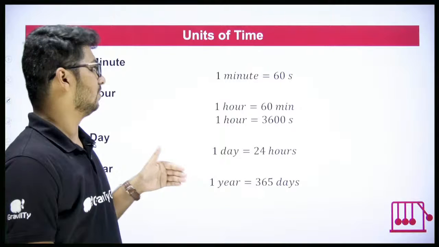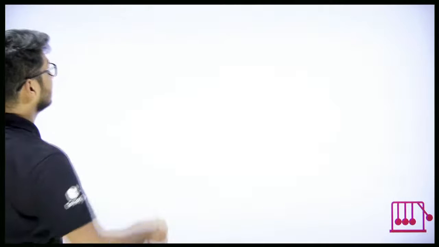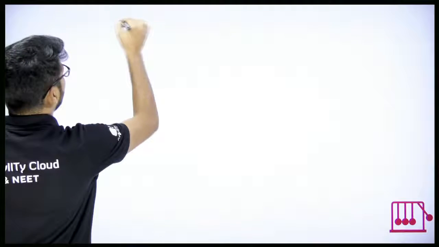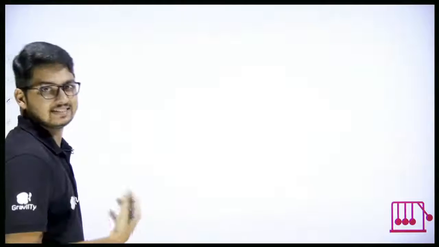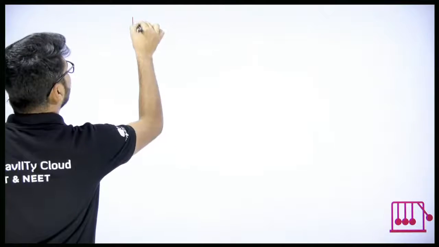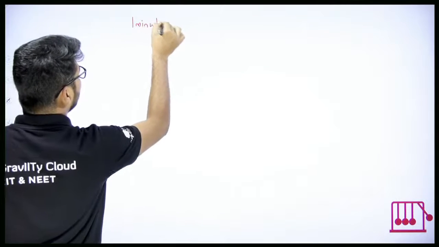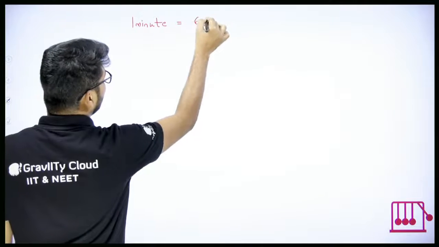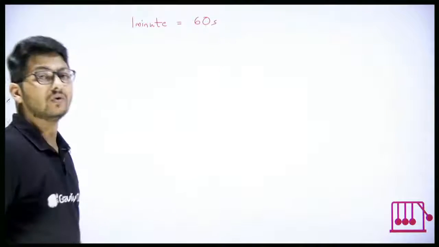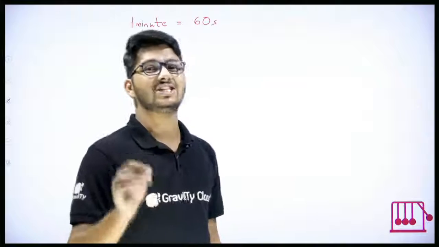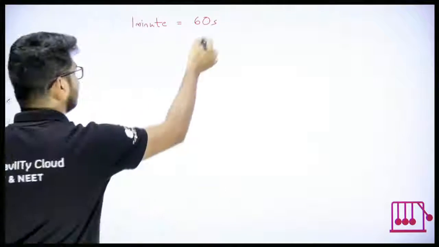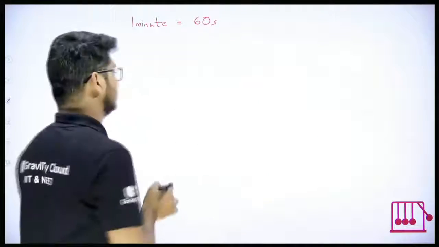So here you can clearly see them. So let's explain them all to you. So we talked about second. Second is the SI unit. But again we have other units. Let's say we have minute. What is 1 minute equal to? 1 minute is equal to 60 seconds. S will mean seconds.